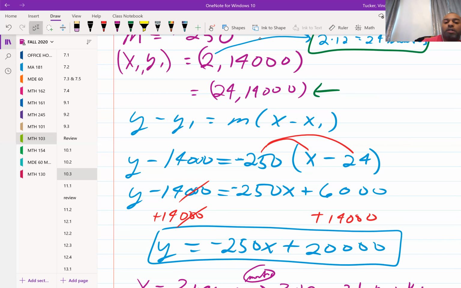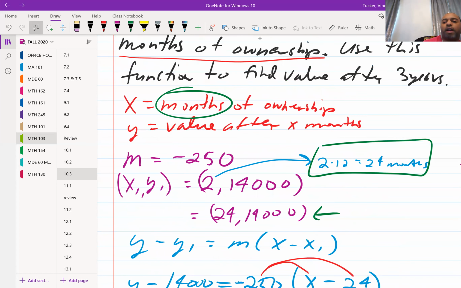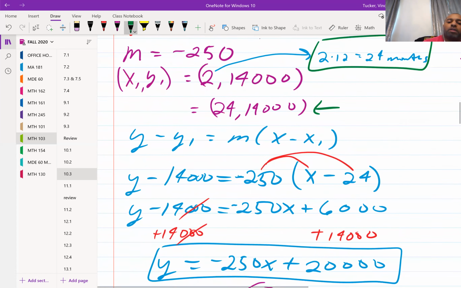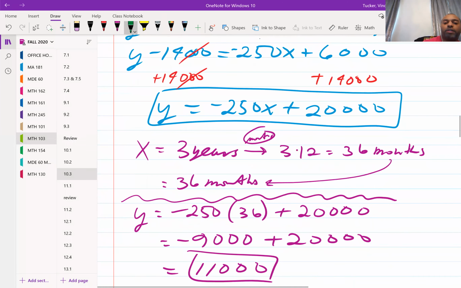All right, so that was part of what we wanted. And then it says use this function to find the value after 3 years. So don't forget this function is in terms of months. So we had to convert our 3 years to months. 3 times 12 is 36, 36 months. Now you plug the 36 into your equation. Negative 250 times 36 is negative 9,000, plus that 20,000. So it'll be worth $11,000 after those 3 years.